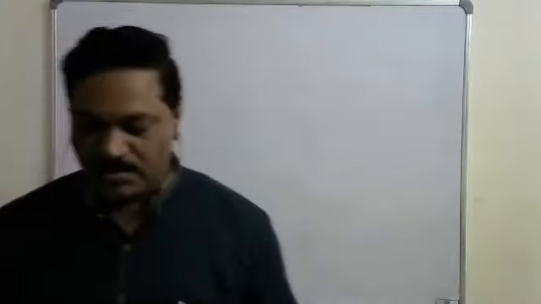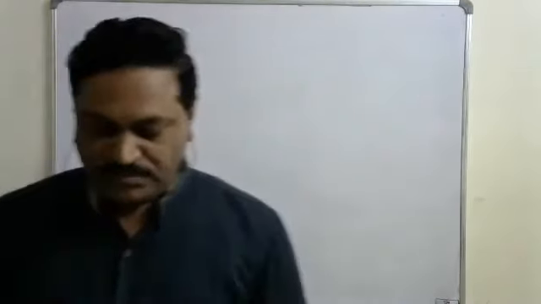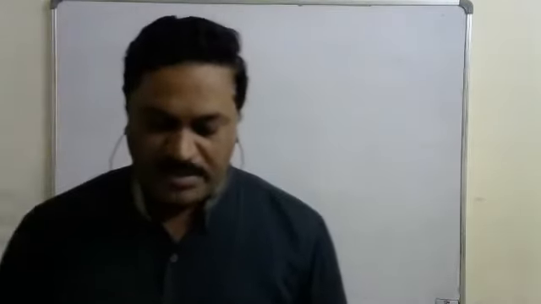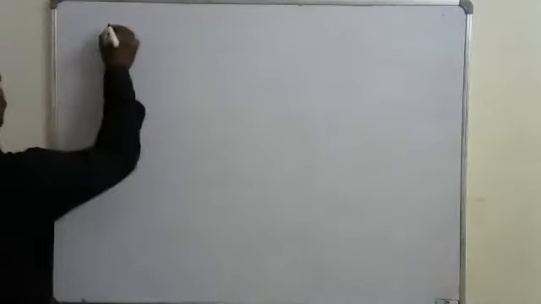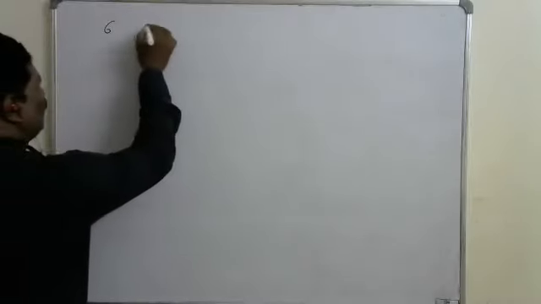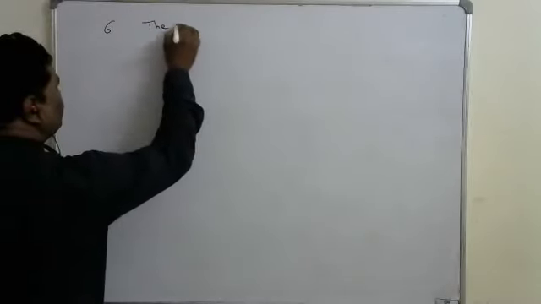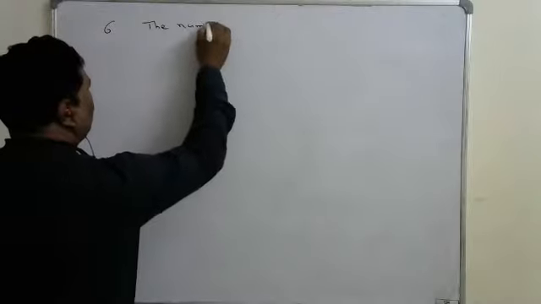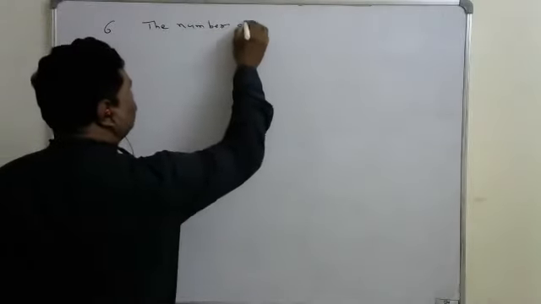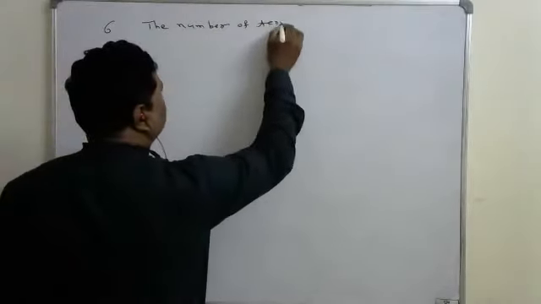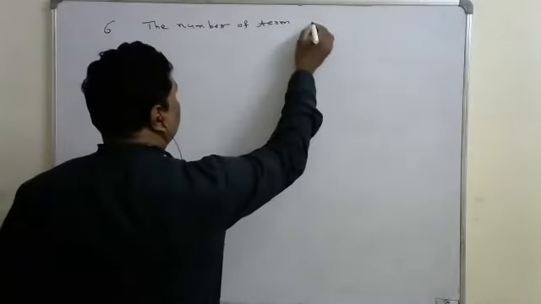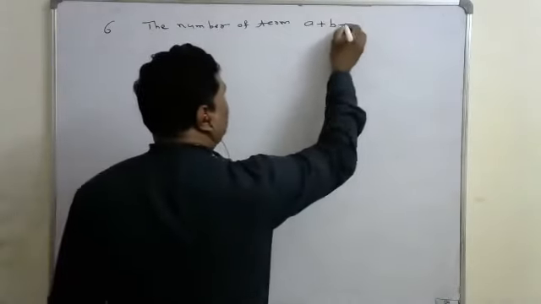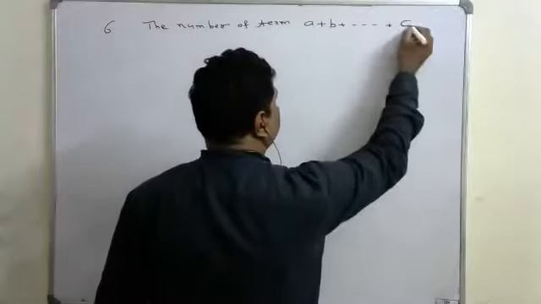In the last class we completed problem number 5. Now look at problem number 6 from the critical thinking material: the number of terms in the sequence A, B, and so on up to C.